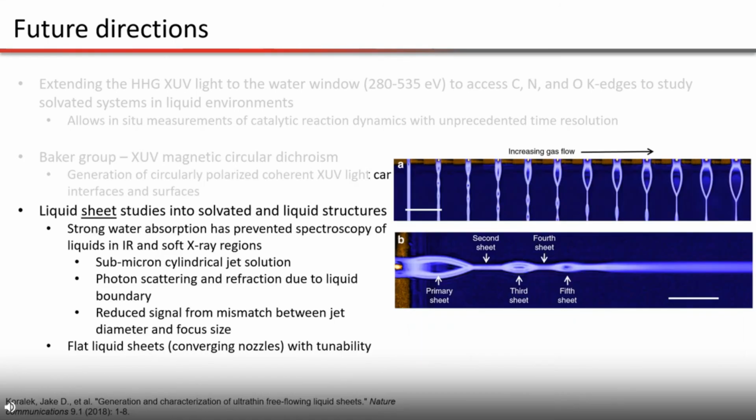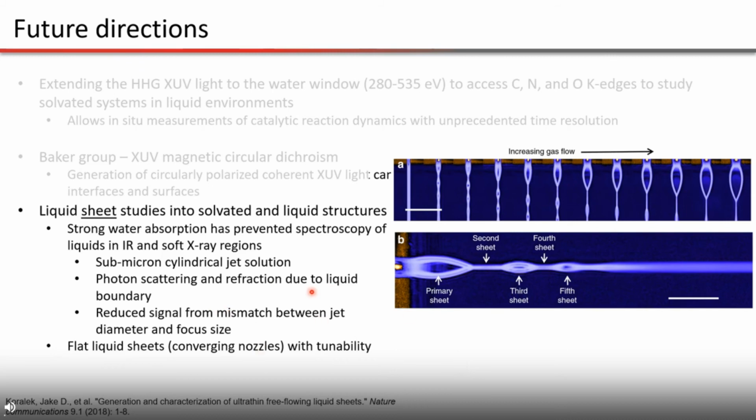And then the final application or future direction that I'll highlight is liquid sheet studies. Rather than liquid jet studies, which have been around for some time now, in the cylindrical jet options, we have strong absorption at the liquid edges of the jet. We have photon scattering and refraction due to that boundary between the liquid and the vacuum. And we also have mismatch between the jet diameter and the focus size of the XUV beam.